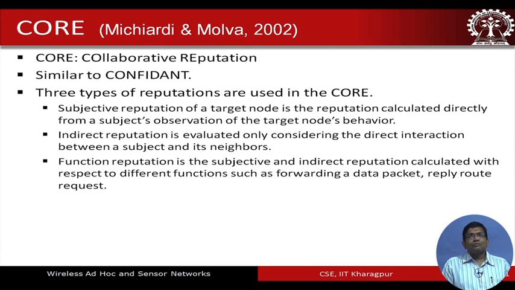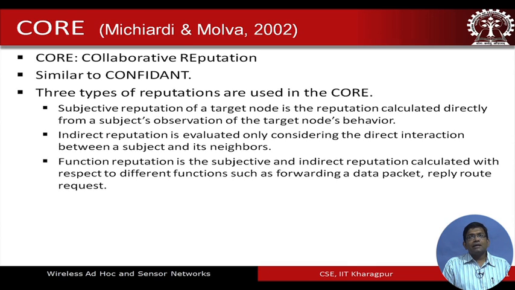Another mechanism which was proposed around the same time as CONFIDANT is called CORE, the full form of which is collaborative reputation, and it also operates in a similar manner to CONFIDANT. Here basically three types of reputations are used. First is the subjective reputation.